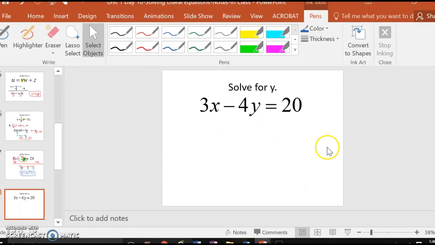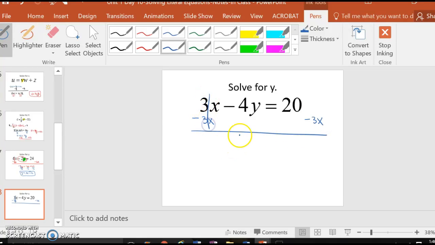Try the next one on your own real quick. Pause the video and come back and check it. All right, so once you know how to do one of these problems, almost all of them are identical. So the first thing I do here is get rid of the x term. How do I get rid of it? I subtract it. So what am I going to bring down here? The negative 4y equals negative 3x plus 20.